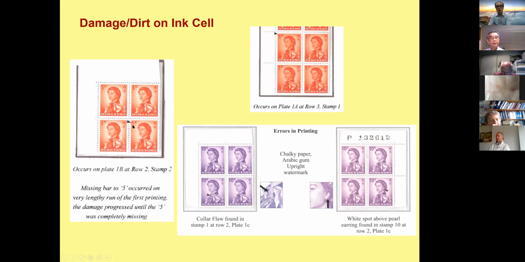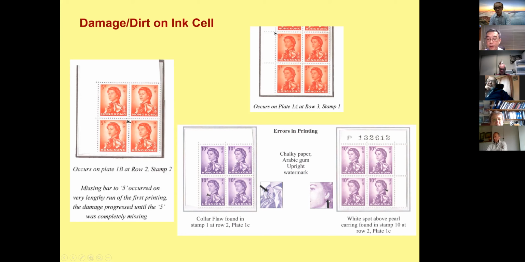So it's due to the long use of the first printing. So sometimes in this series, the whole 5 would disappear. And also this one, the upper bar of the 5 is almost missing. So this occurs on plate 1A at row 3 at stem 1. And if you have something stuck onto the cylinders, for example here, you get this color foul.